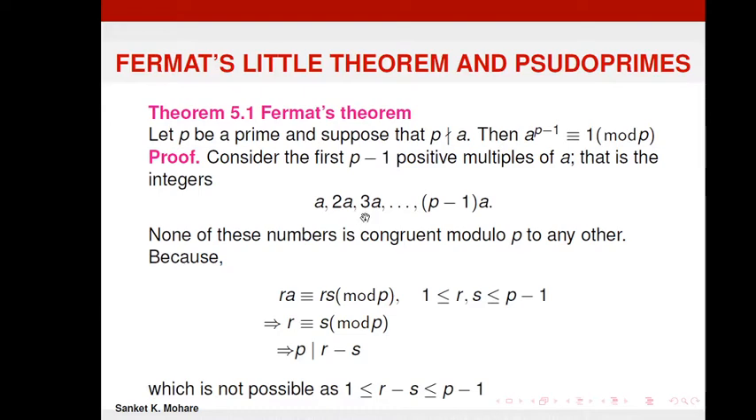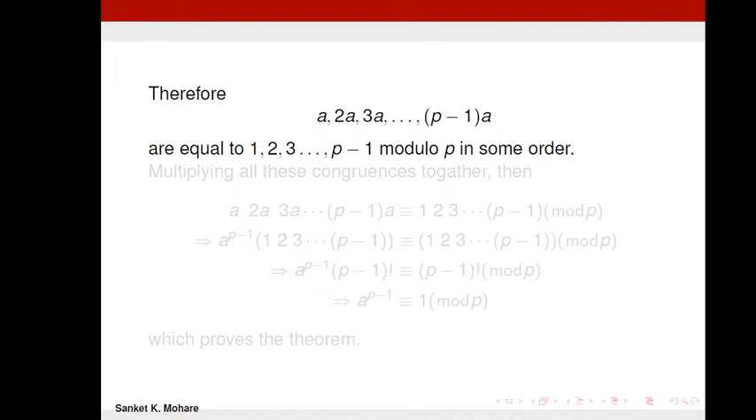That's why none of these integers is congruent modulo p, which means they are incongruent modulo p. So therefore a, 2a, 3a and so on up to (p minus 1)a are the same as the integers 1, 2, 3 and so on up to p minus 1 modulo p in some order.